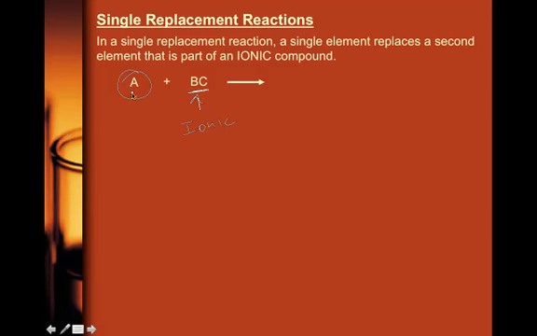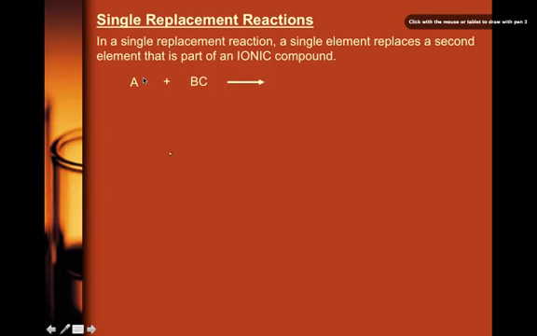And what's going to happen is A is going to go over here and kick one of these out. It's either going to kick B out or it's going to kick C out. And which one it kicks out depends on the identity of A, what kind of element it is. And so if A is a metal, then it will go over here and kick out the metal, which is the first element. Remember, metals are written first in our compound formulas, and so A would kick out B, and B would come over here and be by itself.